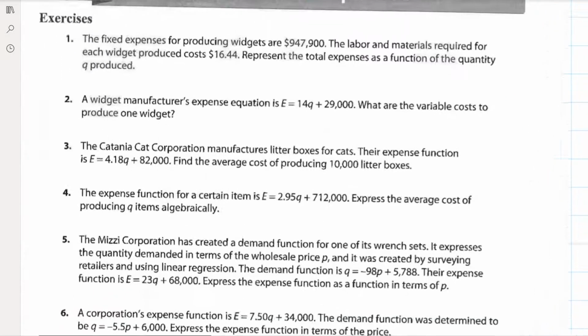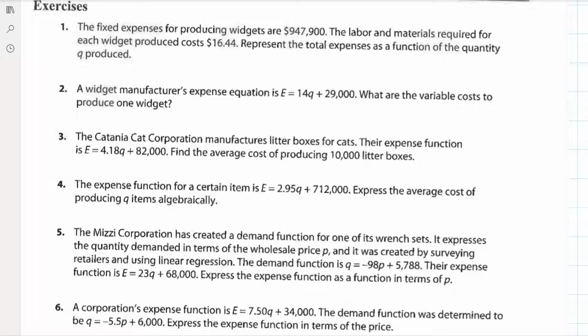So number one, the fixed expenses for producing widgets. No, widgets is just a general name for a thing that is produced. Whether it's a Microsoft Surface pen or a pencil, it doesn't really matter what you're producing. The general name is called widget. So a fixed expense for producing widgets is $947,900. So that's your fixed expenses. So the fixed expenses here is equal to $947,900 total.